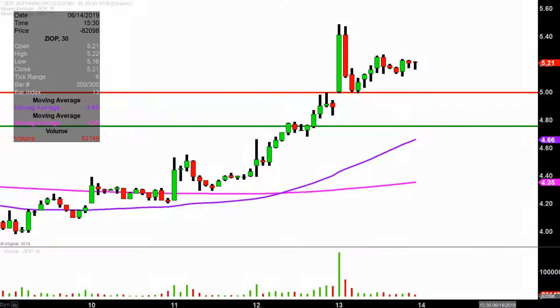Real quick, what do I mean by 30-minute in case maybe you're new to charts? Instead of each one of these candlesticks here representing 1 day's worth of price action, which is what you would normally see, each one represents 30 minutes. So all this here may look like several days' worth of time. It's actually today's price action broken down into 30-minute time slices.